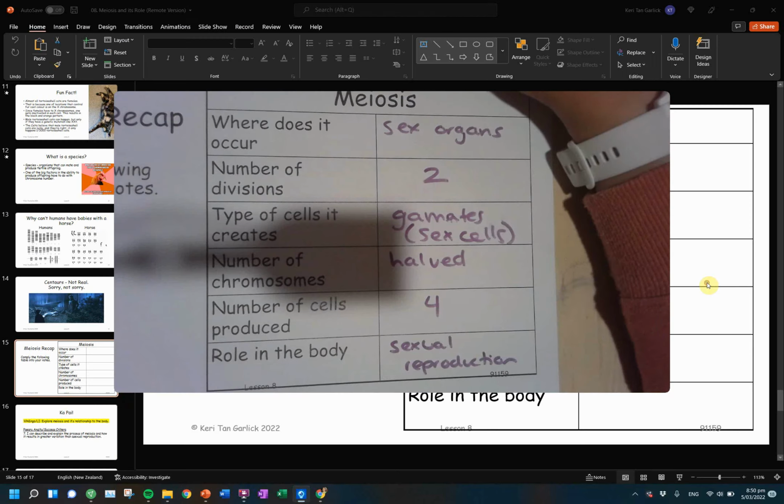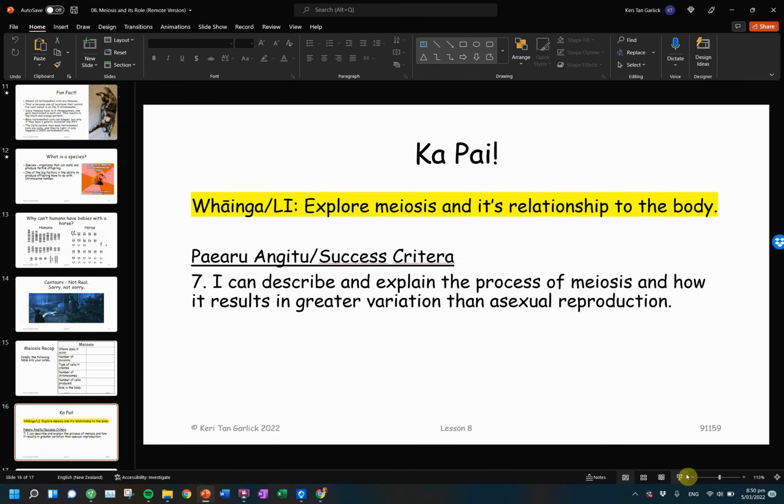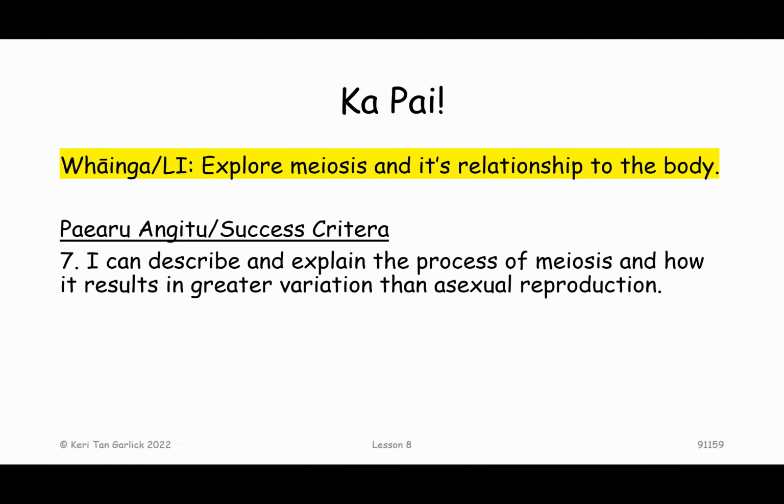All right. So that's a little recap for meiosis. By the end of today's lesson, you should know what meiosis is and the role it has in the body. You should be able to describe and explain that process of meiosis. This you will need to do in this standard. So do keep that in mind, that understanding meiosis is important for this, because we're talking about genetic variation, and meiosis is a great way to produce that genetic variation.